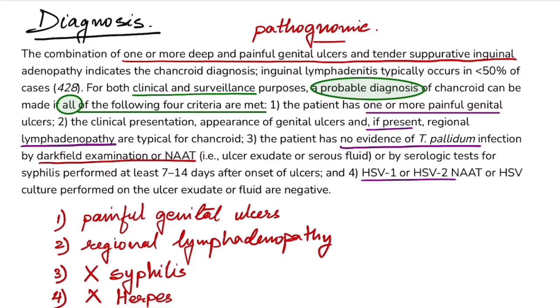the ulcer exudate or serous fluid, or by serological tests which should be performed within 7 to 14 days of the onset of the ulcer. For herpes, we can either do NAAT or HSV culture. So here for all the 3 organisms, multiplex PCR comes very handy. Now we'll move on to the treatment, that is according to the CDC guidelines.